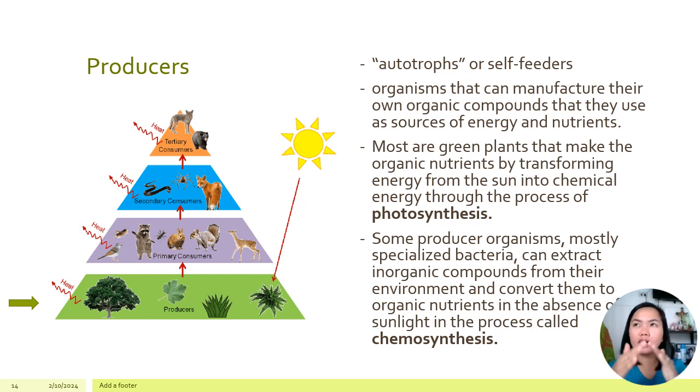So at the trophic level or at trophic structure, sila ang pinaka nasa baba, no? As you can see here, we have producers, and then of course producers will be eaten by primary consumers, and then consumers will be eaten by secondary consumers, tertiary consumers, and so on and so forth. So most of the producers are green plants that make organic nutrients by transforming the energy from the sun into chemical bound energy and nutrients through the process of photosynthesis. And I'm sure we're very familiar with photosynthesis.